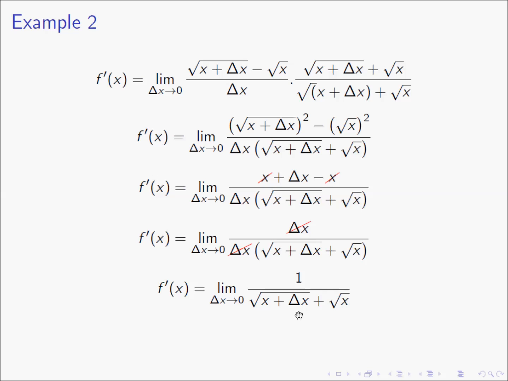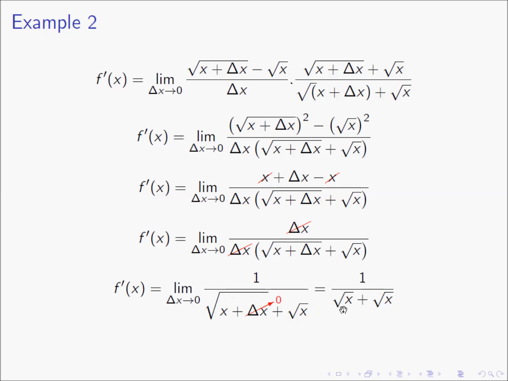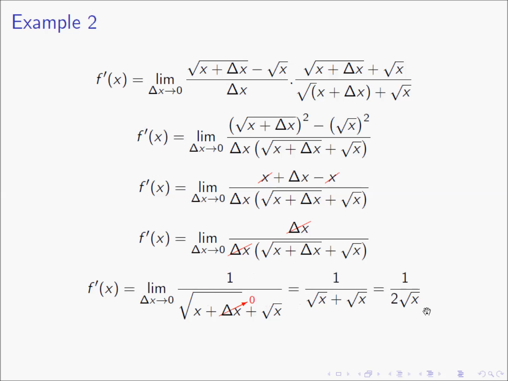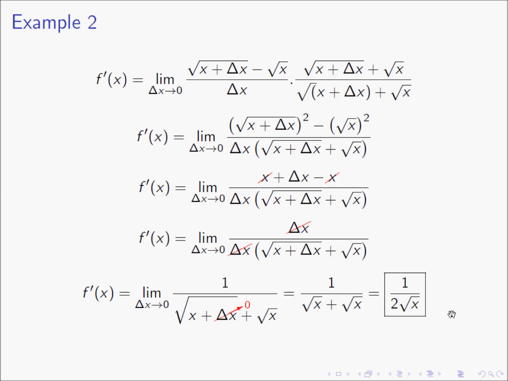But here delta x is approaching 0 and x is a constant, so this equals 1 over the square root of x plus the square root of x. That equals 1 over 2 square root of x. That's the answer. So the derivative of the square root of x is 1 over 2 square root of x.